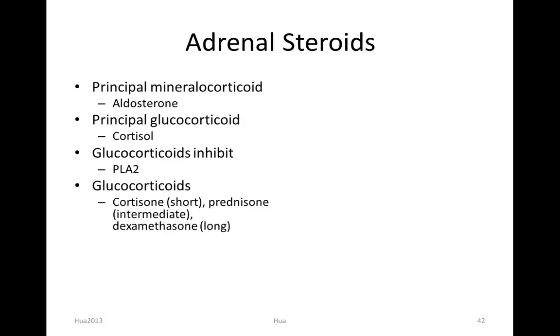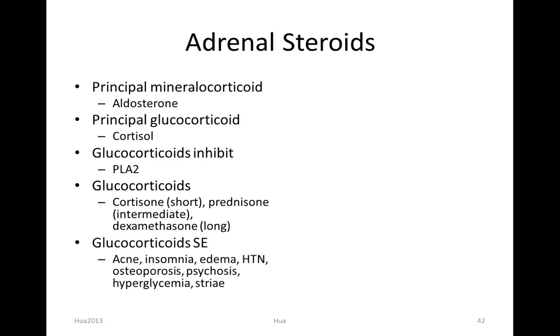Glucocorticoid: cortisone would be short, prednisone would be intermediate, dexamethasone would be long, betamethasone would be long. Glucocorticoid side effects: acne, insomnia, edema, hypertension, osteoporosis, psychosis, hyperglycemia, and striae in the skin. Antifungal for Cushing disease, ketoconazole, even though it's an antifungal, it can inhibit steroid hormone synthesis.